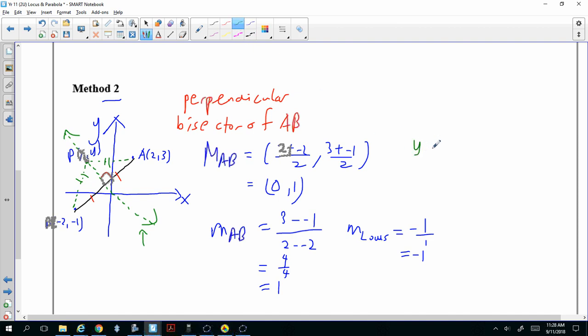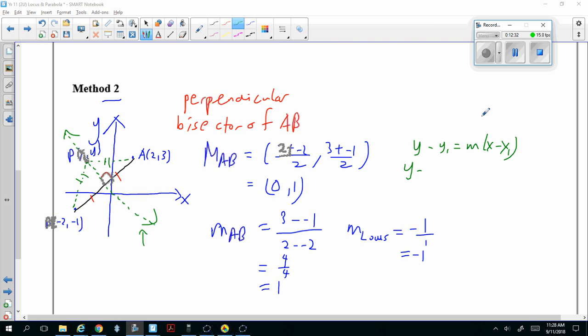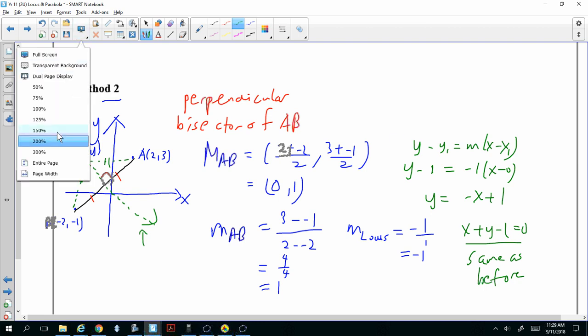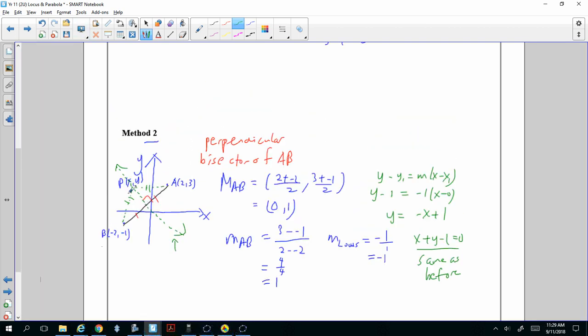So we get y minus 1. Actually, we've got the y instead. We can actually skip this step, but anyway. x minus 0. So you end up getting y equal to negative x plus 1, or you can move it to the other side, which is same as before. So you can use both methods, but you got to recognize it. Whenever the questions say equidistant from 2 points, you can use this shortcut, but it only works for that. For this one, equidistant.